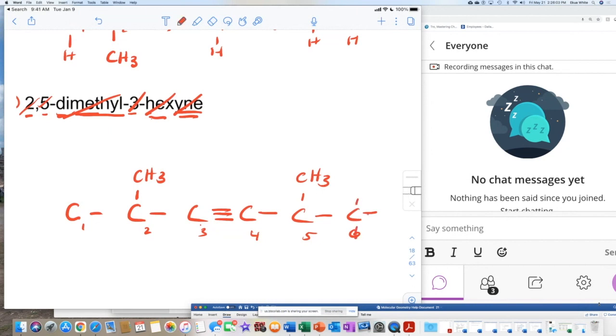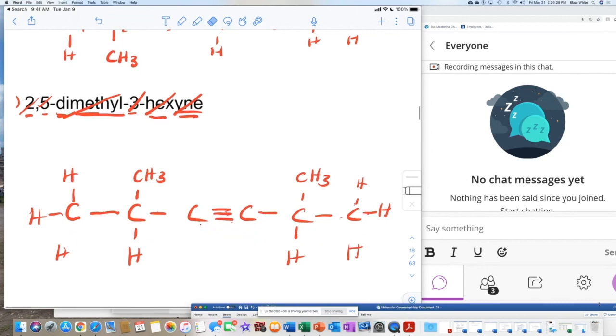So I fill in the bonds, right? 1, 2, 3, 4, 1, 2, 3, 4. This one already has 4. This has 4. This is missing 1 bond. Okay, H, H, H. H, H, H, H, H. If the numbers are distracting, you can remove those because they're done with their purpose. But yeah, okay.